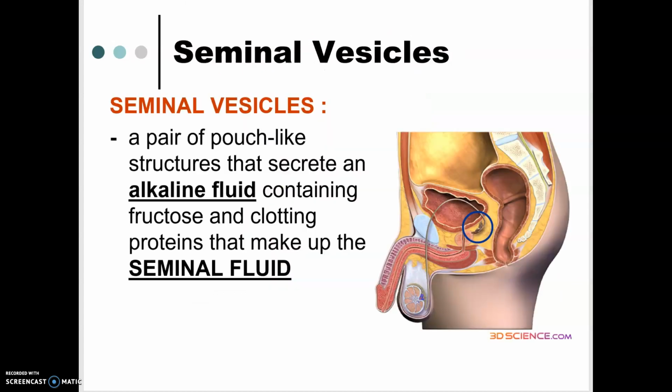Now, first we'll have a look at the seminal vesicles. They're a pair of pouch-like structures that add a couple of things to the sperm. They add an alkaline fluid, and this fluid contains two things: fructose and clotting proteins. Now, this will make up part of the seminal fluid that, when mixed together with the sperm, makes up the semen. And these have a couple of important functions.